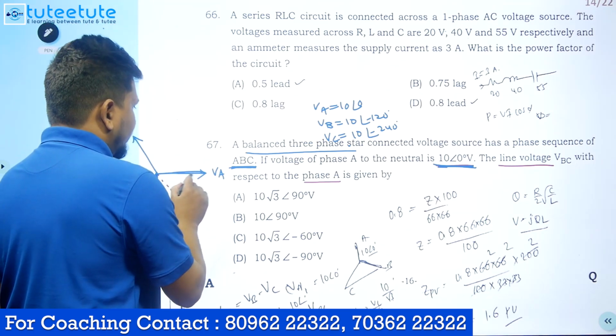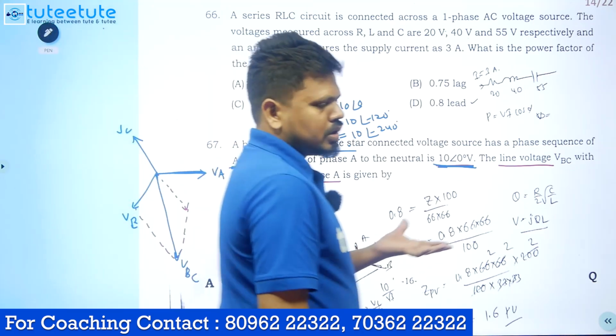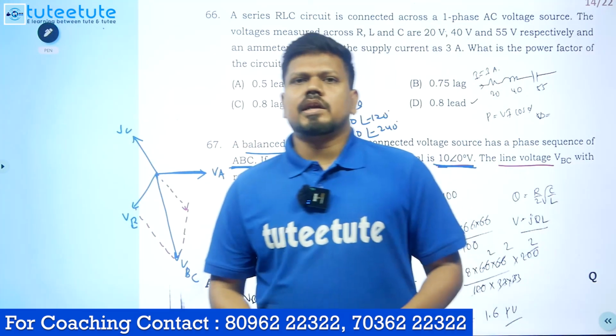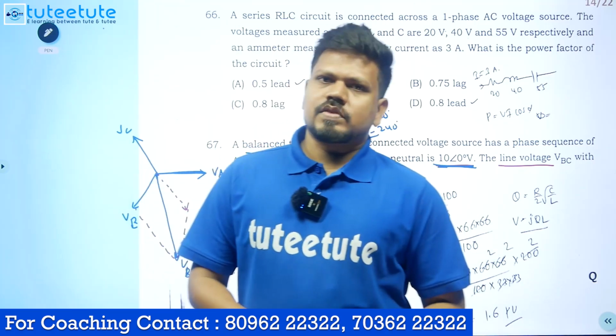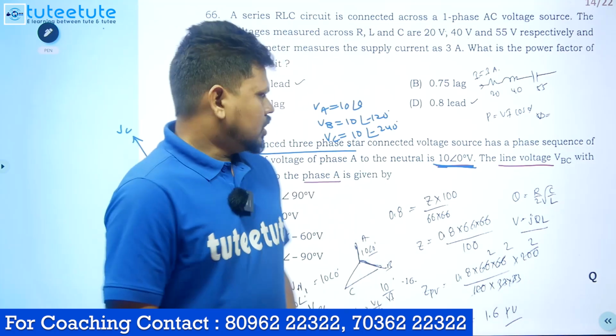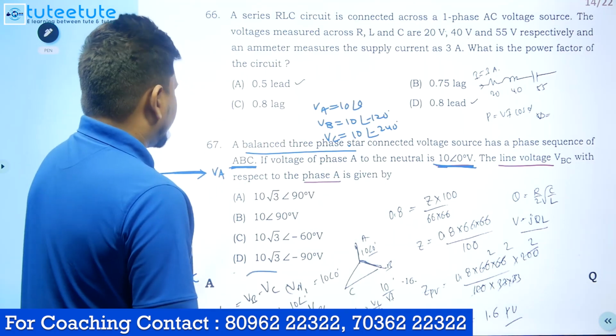Okay, so this is the phase voltage and this is the line voltage. In every subject we used to calculate this, right? The line voltage will be √3 times the phase voltage when it is a star connected system. So you will get a magnitude of 10√3, and you will get a shift of minus 90.